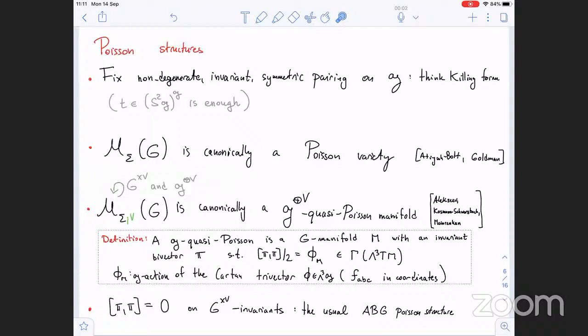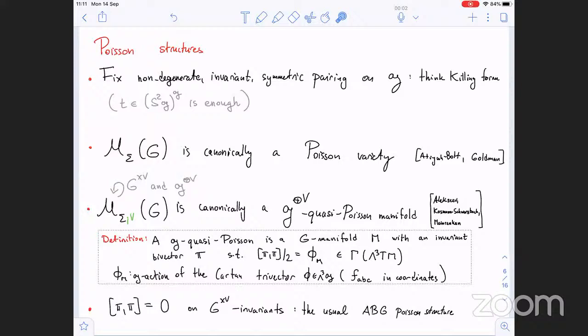So what comes now is the generalization for these moduli spaces with marked points. Remember, if we have these marked points here, this has an action of V copies of G, or let's look at this also as the Lie algebra action. And then this space is canonically something that's called a quasi-Poisson manifold. This is due to Anton Alekseev, Yvette Kosmann-Schwarzbach, and Eckhard Meinrenken.